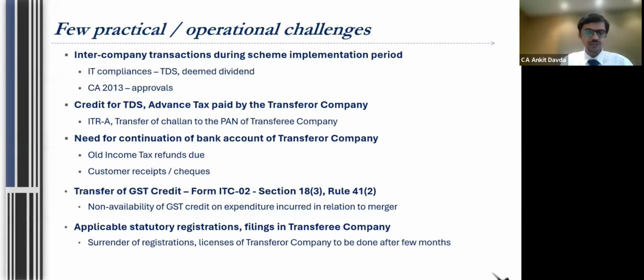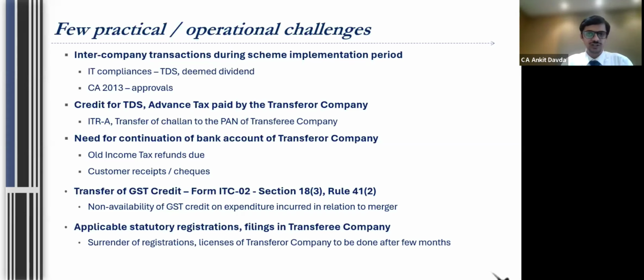And then if it bounces, you can initiate cheque bouncing procedures against that. But if that bank account is closed, you won't be able to do it because you need to have it. And similarly for many other things, it's important that the bank account is retained. And similarly, other statutory registrations and filings, you should retain them.